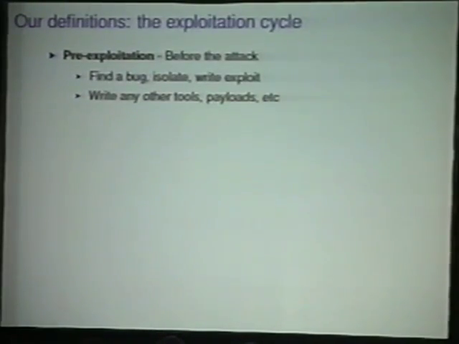So, do you want to start? Sure. So we've broken down the exploitation cycle into 3 phases. The first phase that everyone is probably familiar with is pre-exploitation. This is the phase where you're finding a bug, you've isolated it, you've figured out how to trigger it, and now it's time to write the tools that you're going to need to be able to exploit this.